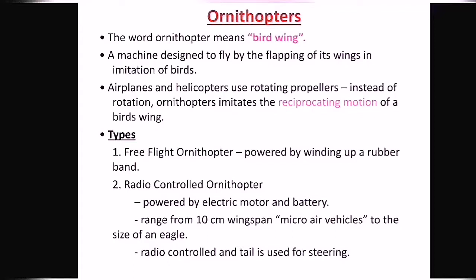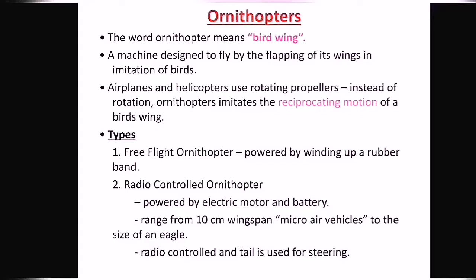It has three types. First one is free flight ornithopter. It is a small toy-like ornithopter powered by a rubber band. And then the second one is radio controlled ornithopter. It is also a small size ornithopter, but it is powered by an electric motor and battery.